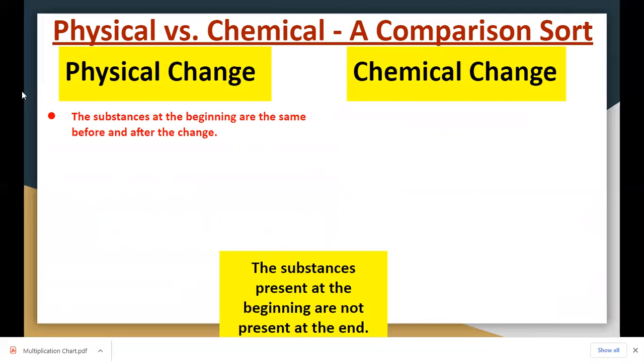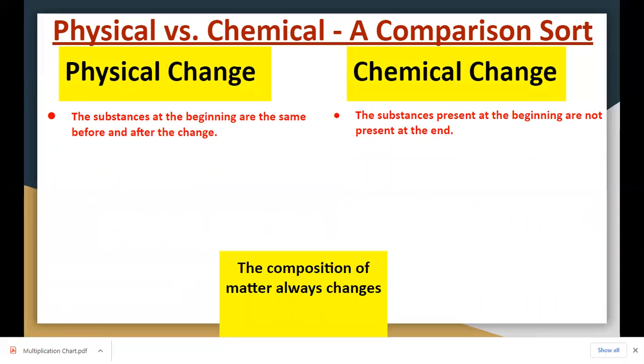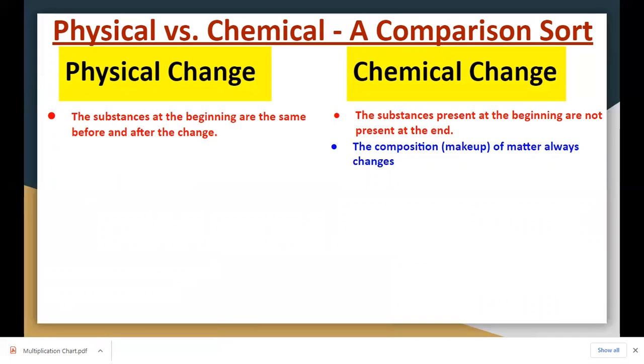The substances present at the beginning are not present at the end. Which change, physical or chemical? I hope that you said chemical, right? Because you get a whole different substance after a chemical change. Try this one. The composition of matter always changes. Composition of matter always changes. That's the mixture, the amount of different types of atoms. Right, that is a chemical change.